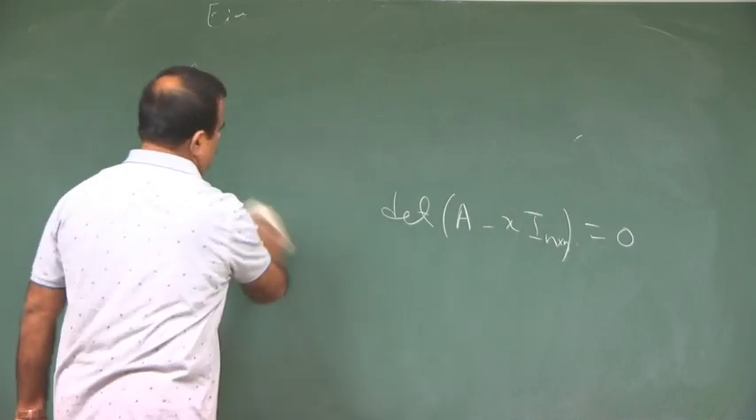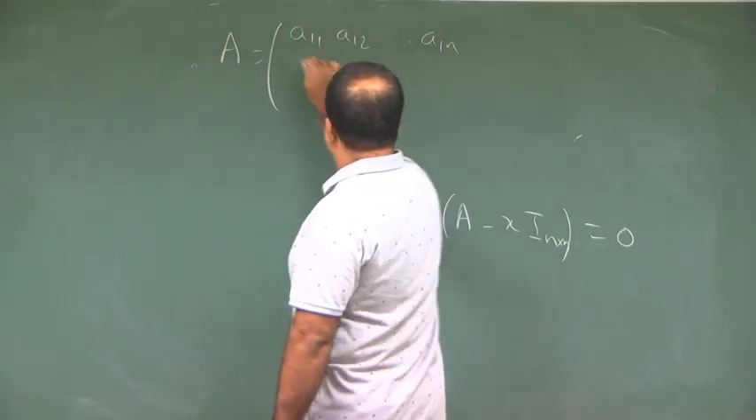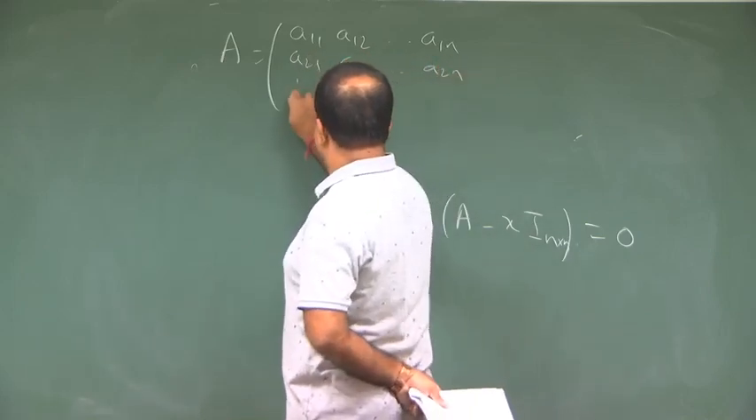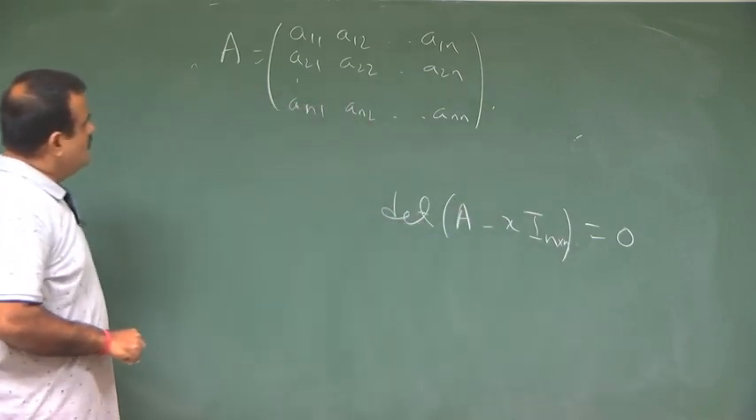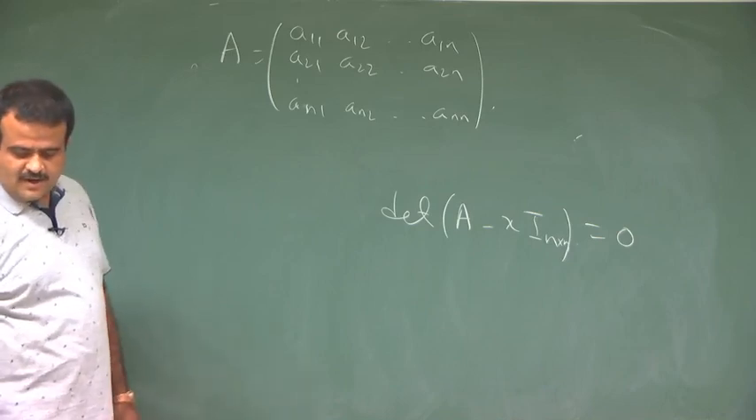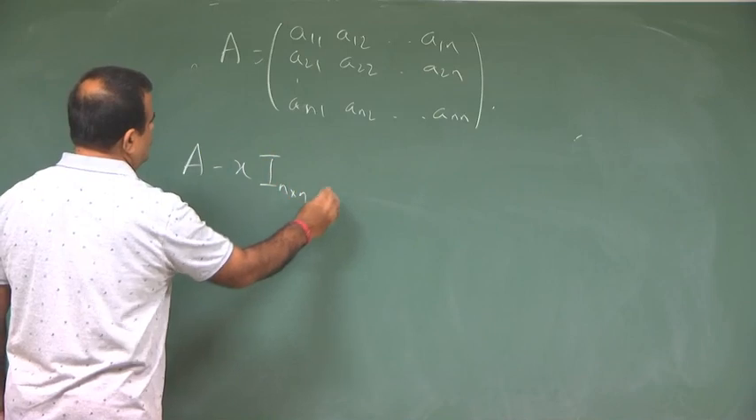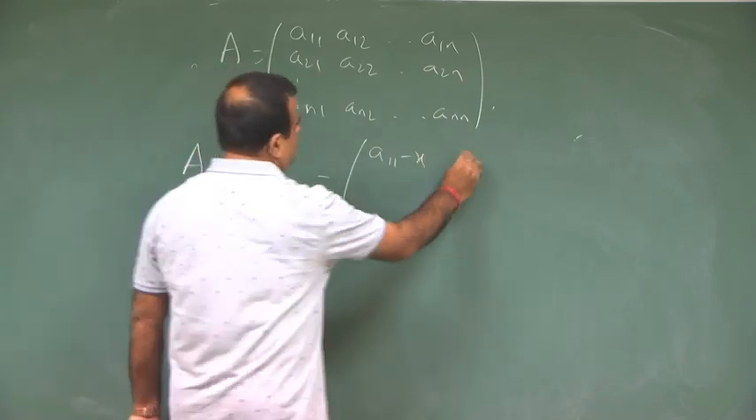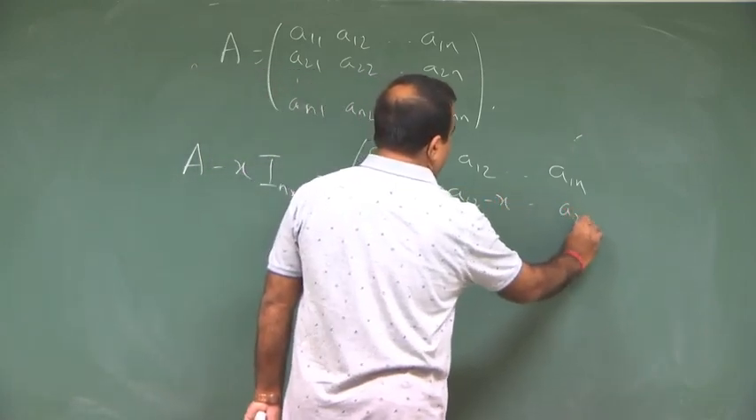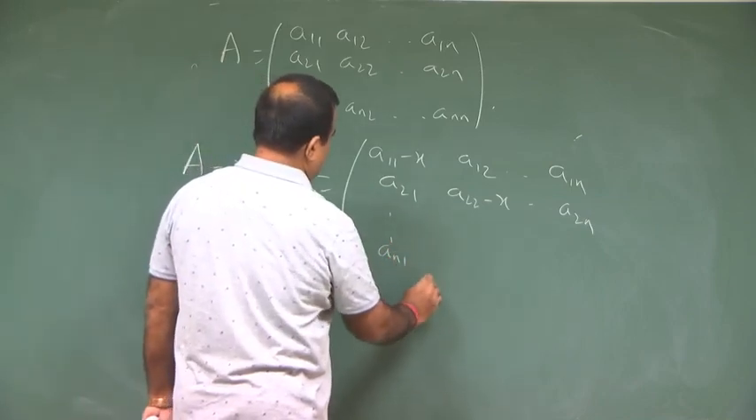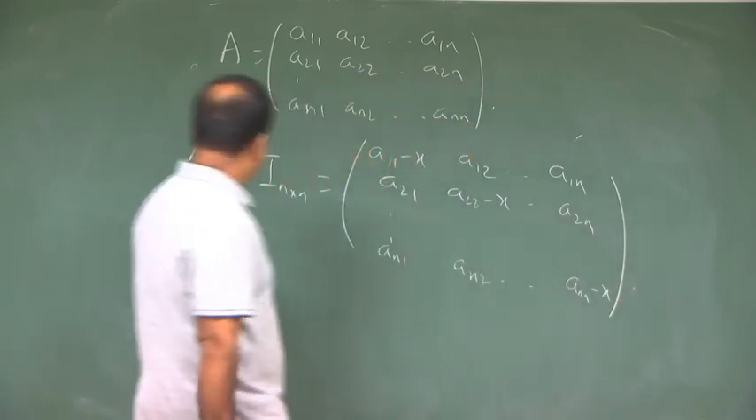So, let us see what we mean by this determinant. We have a matrix A with entries A11, A12, A1n, A21, A22, A2n, An1, An2, Ann. Now, how to get this determinant? The matrix A minus x I_n, where I_n is the identity matrix of order n cross n, is nothing but A11 minus x, and the remaining entries are the same, only the diagonal elements change: A22 minus x, and so on, up to Ann minus x. This is the corresponding matrix.